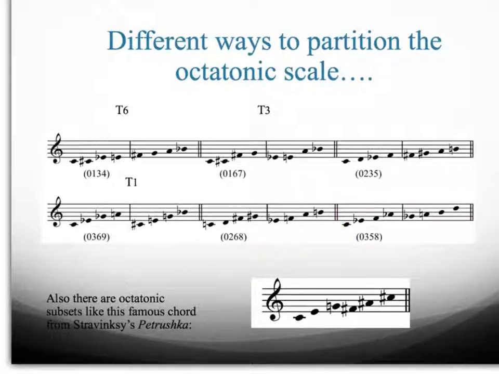Sometimes composers like Stravinsky will play with the octatonic sound by combining a major triad with another major triad transposed a tritone away. So here, C major and F sharp major combined will yield what Stravinsky calls the Petrushka chord, as we will talk about in class. And since it does not exhaust all 8 pitch classes of the octatonic scale, we call it an octatonic subset. Stravinsky's Petrushka chord is an octatonic subset.